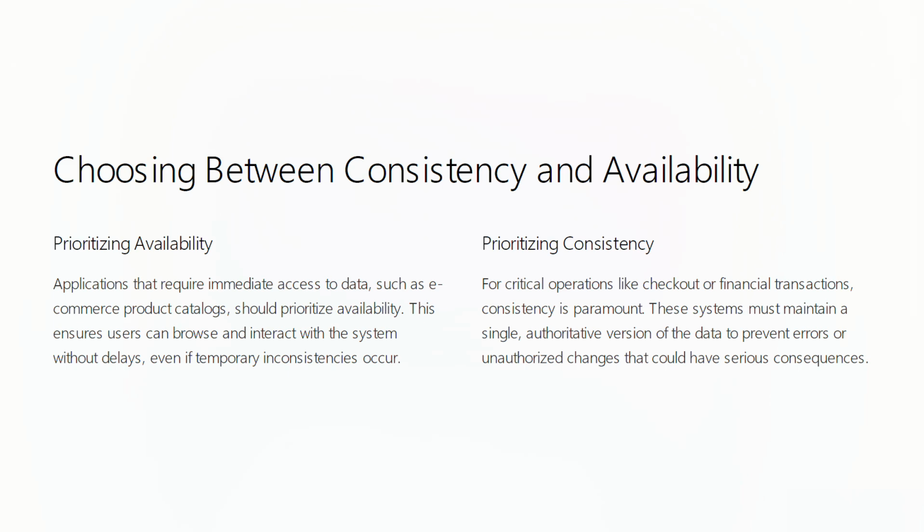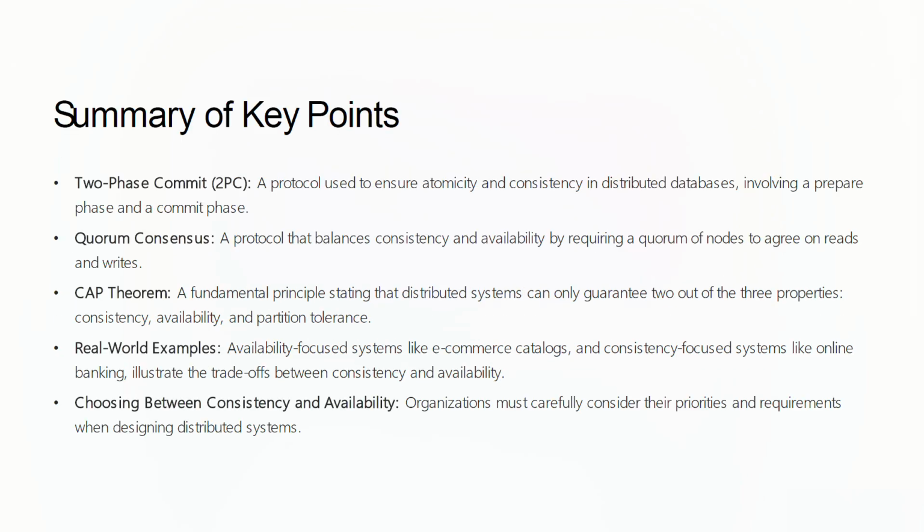To wrap up, let's recap the major concepts we have covered in this presentation. We started with the two-phase commit protocol, which ensures transaction consistency across distributed systems by using a prepare and commit phase to finalize transactions. This protocol is particularly valuable in scenarios requiring high data accuracy, like financial transactions, but it has some drawbacks, especially when failures occur, potentially leading to blocking and delayed responses.